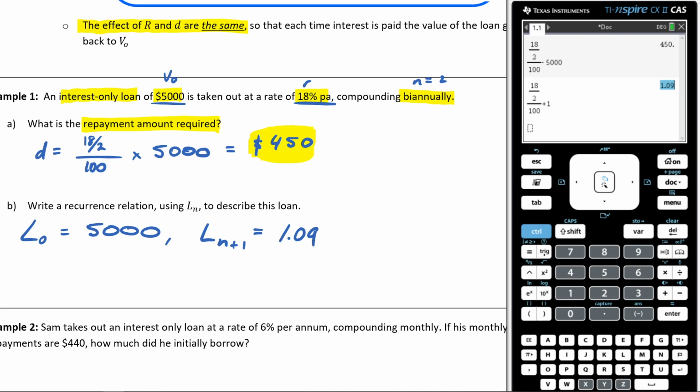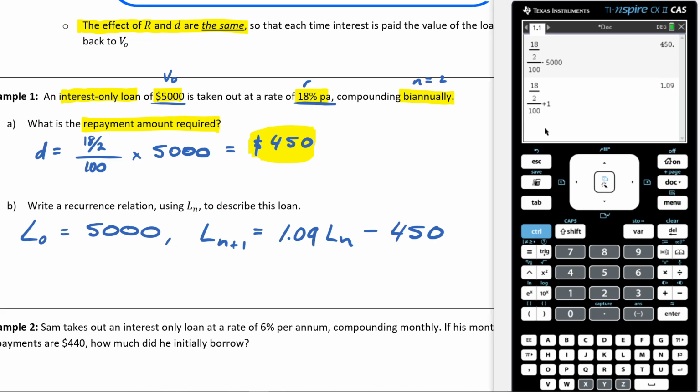Once I've done that, I then times it by L of n, and then I subtract 450 from it because that's my repayment. If I was to show you this in action, I'm starting with 5 grand, 1, 2, 3, on my CAS. I then times it by this 1.09, then minus 450 from it. If I've done this correctly, my output should be 5 grand because my repayment should cover my interest. And sure enough, it's 5 grand. I could keep doing this, and it's always just going to remain 5 grand. That's how I know that I've done it correctly.